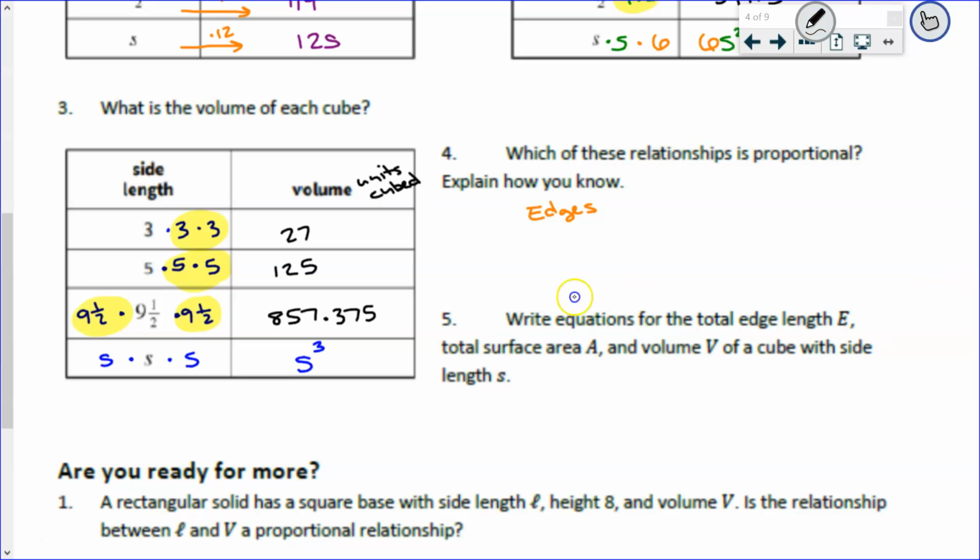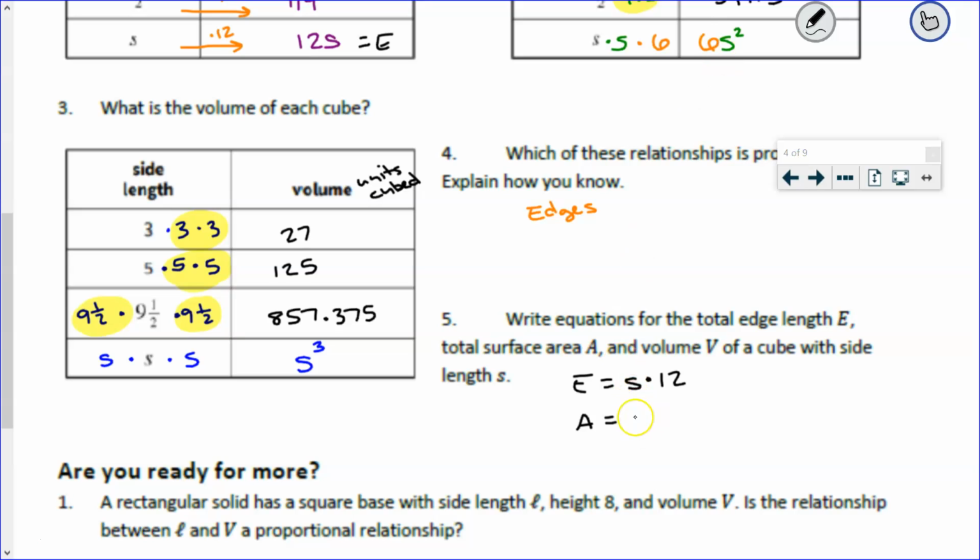So what are these equations? Well, edges, all we do is take that pattern that we already wrote for sides. The edges is E is equal to S times 12, or 12S. The area is equal to, we have that one up here for us as well, 6S squared. And the volume we also have, V is equal to S cubed. So figuring out and being so precise as we filled out our tables really helped us be able to write those equations.